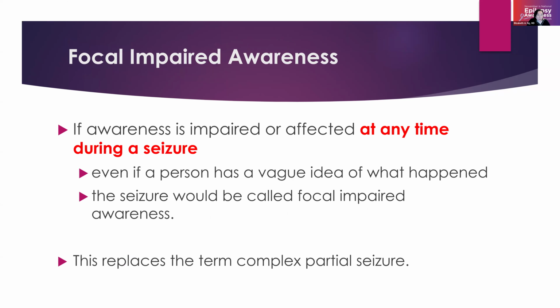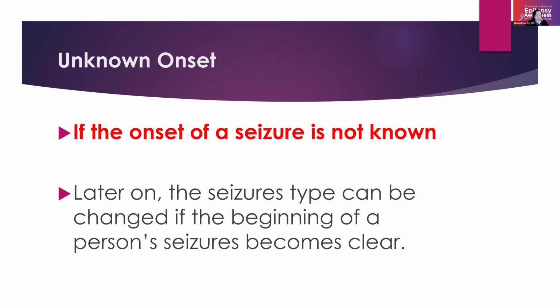And focal impaired awareness is if the awareness is impaired or affected at any time during a seizure. So even if a person has a vague idea of what happened, the seizure will be called focal impaired awareness. So this replaces the term complex partial seizure. Unknown onset is if the onset of a seizure is not known. However, later on, the seizure type can be changed if the beginning of a person's seizures becomes clear.